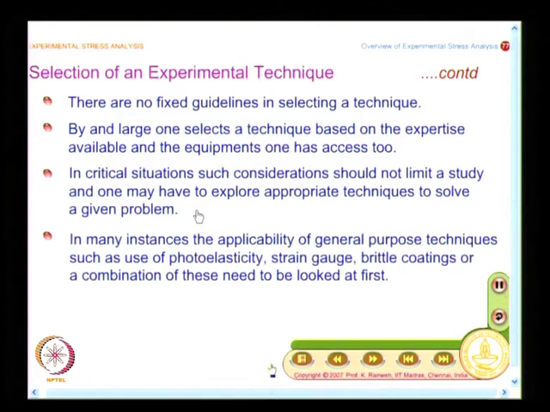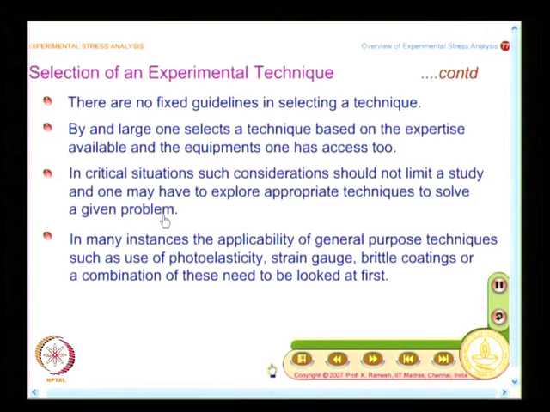And what you have to look at is, as I have already mentioned, in critical situations, you should not limit a study based on what we have or what expertise we have. One has to explore appropriate techniques to solve a given problem. So, that is always the case.